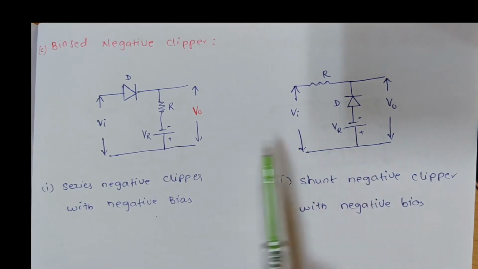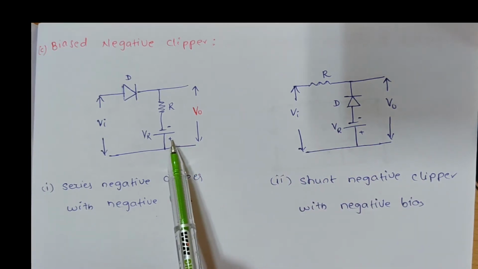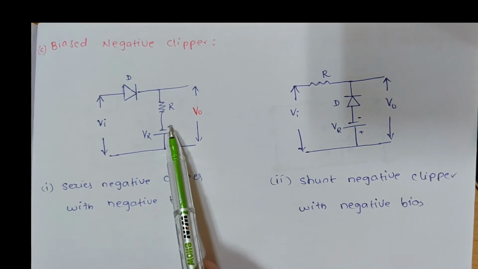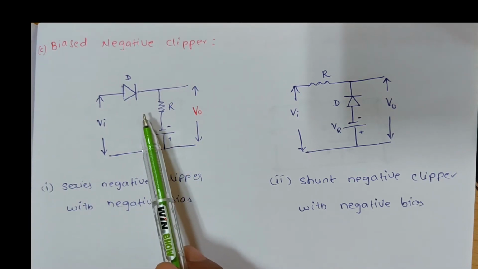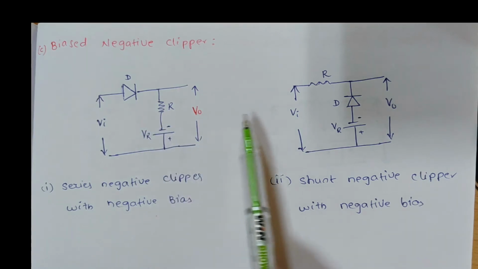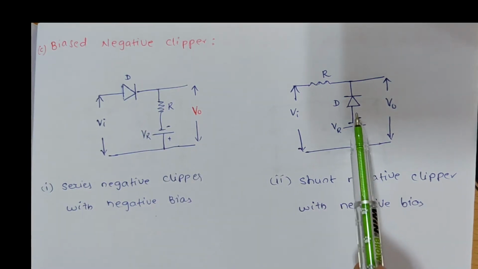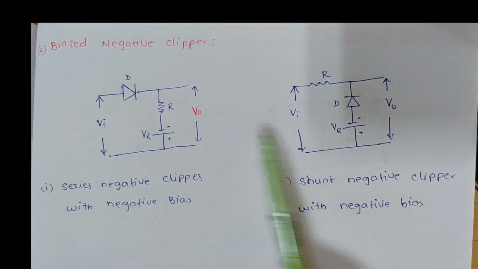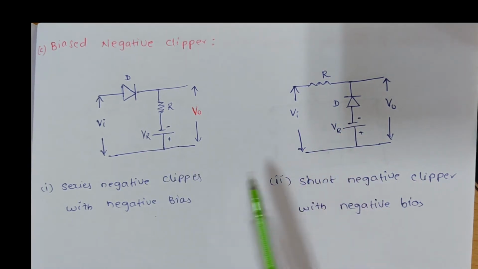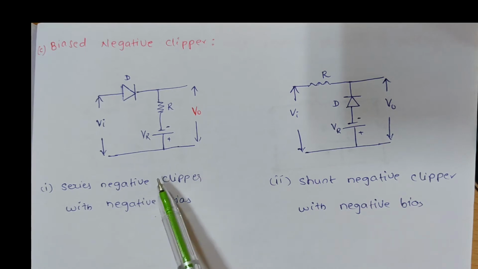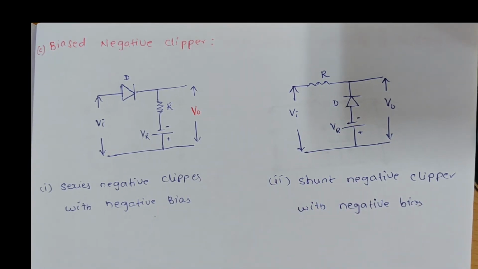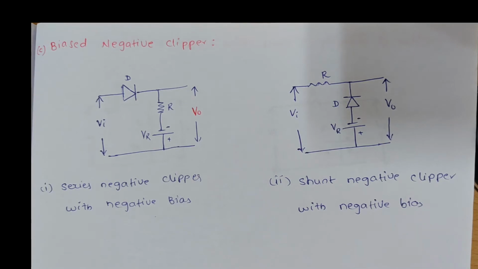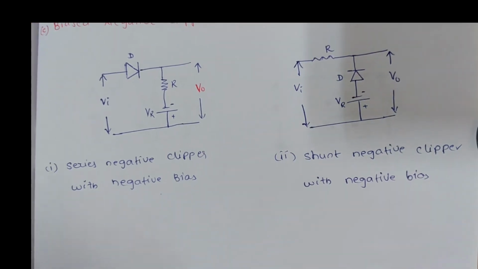And here we are applying the biasing as negative bias. Here the negative terminal of the battery is connected to the diode. So that means we are applying the negative bias. Minus VR is applied to this series negative clipper and shunt negative clipper. Now we will analyze the first, series negative clipper.